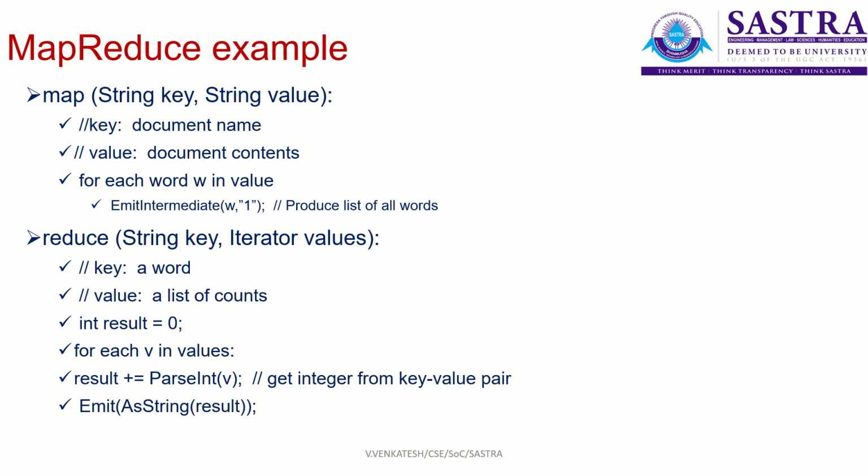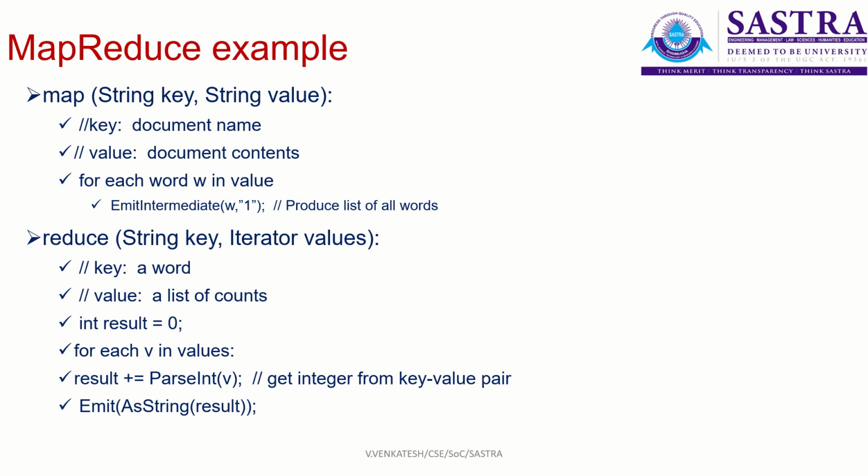The key is assigned to the document name, and the value is the content of the document, the number of words. We will have one function, as we already discussed for map and reduce. The function is emit intermediate word. Whenever an English word is available, we emit it, and we will have one count for those values. It will produce the list of intermediate results.